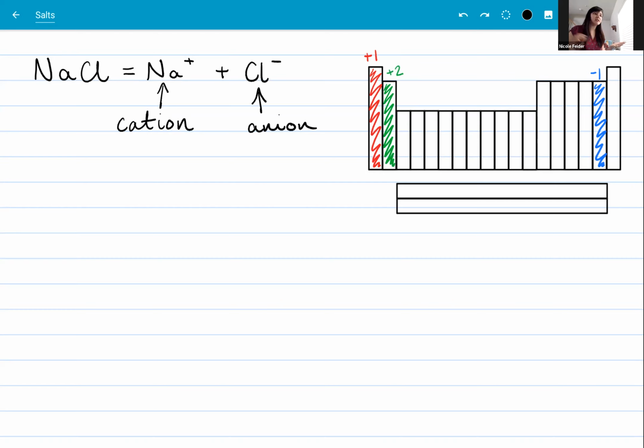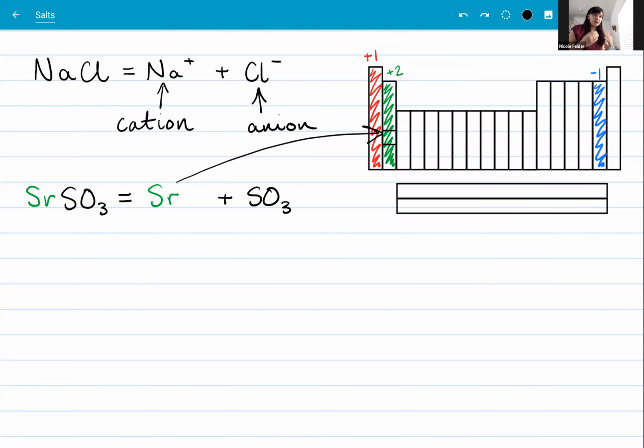If you're ever uncertain about the charge of other ions, just remember that the total charge of a molecule must be equal to the sum of its parts. So for example, strontium sulfite or SrSO3 will be made up of Sr2+ cations, which I know because strontium is a group 2 element. And as such, the anion sulfite must have a -2 charge to balance out with the cation.